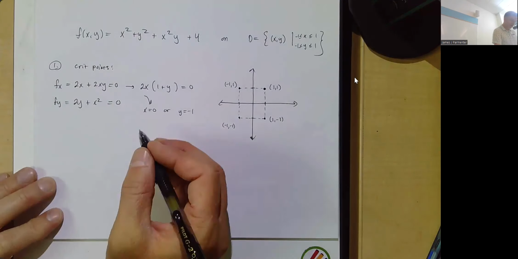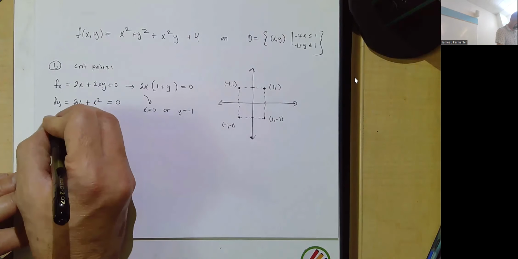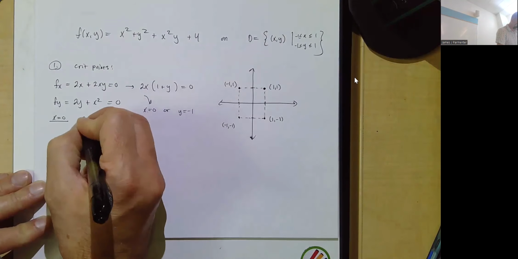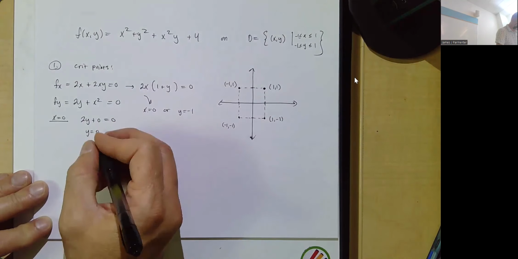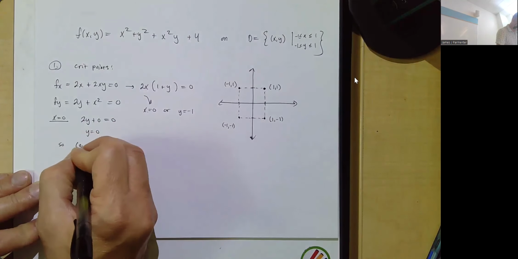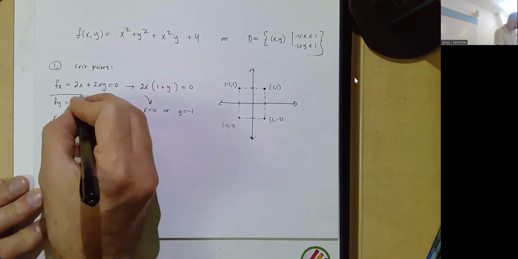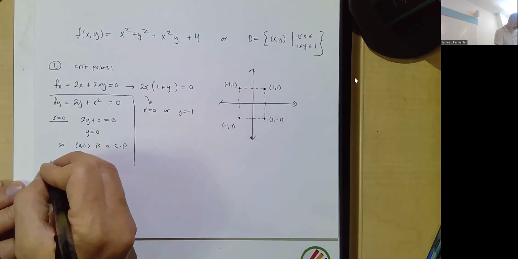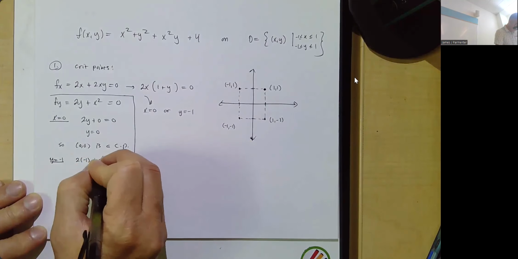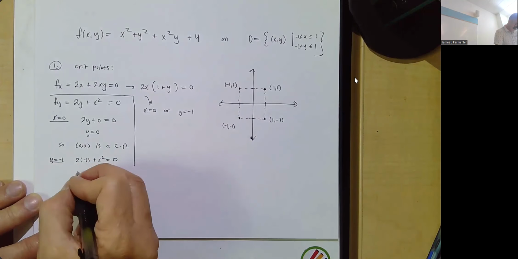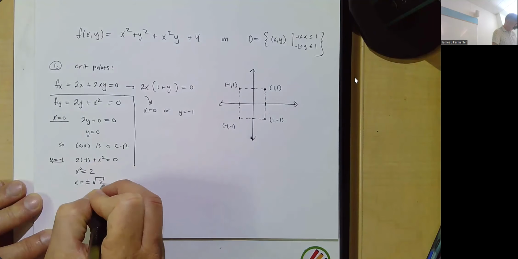But now what we can do is plug in either one of these to the second equation. So in the second equation, if I set x equal to 0, then I get 2y plus 0 equal to 0. So I get y equal to 0. So I end up with 0, 0 is a critical point. Similarly, if I set y equal to -1, well, then I get 2 times -1 plus x squared equal to 0. Adding 2 to both sides, I get x squared equal to 2. I get x equal to plus or minus the square root of 2.